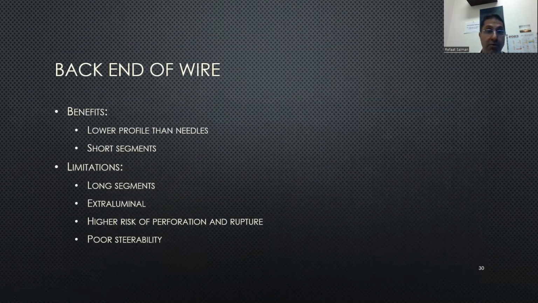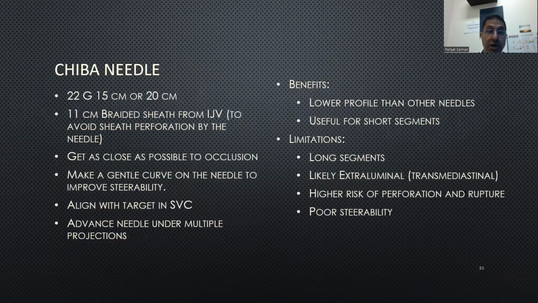You can use the next step: the back end of the wire. Benefits from this approach: you have a lower profile than needles, and it works usually in short segments. The limitation, as mentioned, is it's only in short segments. In long segments it is difficult to steer, and it will go extraluminal with a high risk of perforation and rupture.